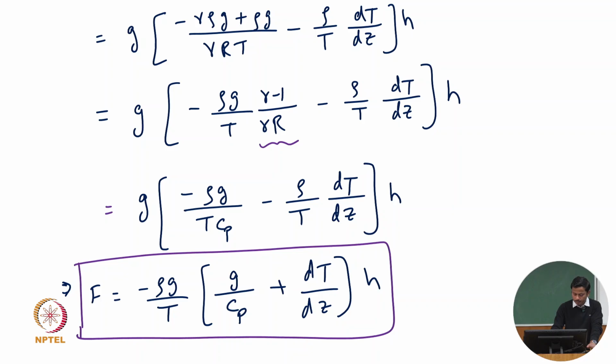And this quantity within brackets gives us the rate of change of the actual temperature plus the adiabatic lapse rate, and this whole quantity, minus g by T, g by cp plus dT by dz, is defined as the Brunt-Väisälä frequency for this compressible fluid.